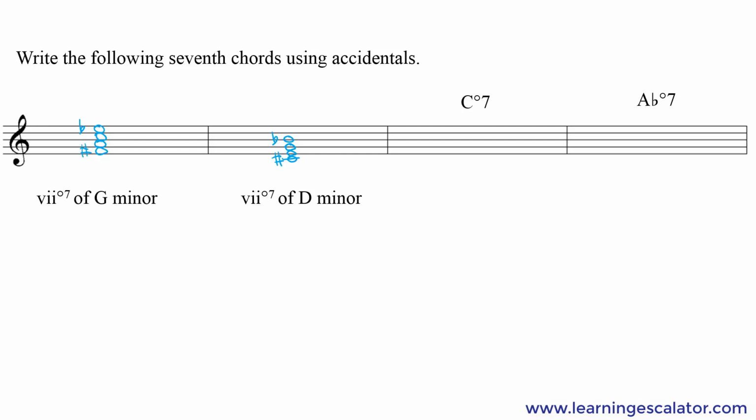Now the diminished 7th chord of C. So the raised leading tone is B, and a minor third from B is D, the minor third from D is F, and a minor third from F is A flat. And the A flat diminished 7th chord, so its raised leading tone is G sharp, and a minor third is to B, and from B it's to D, and a minor third from D is F.